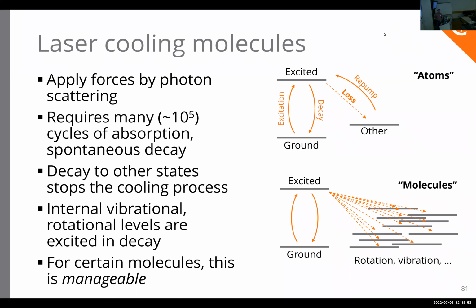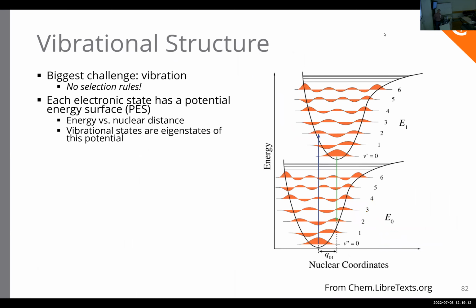So if you just pick some random molecule, there's no known realistic way to laser cool it, and that's still true. But for certain molecules, if you're very careful about how you choose them, this can be manageable. Meaning this leakage is to a small enough number of states that you can just plug them one at a time, realistically. So how do you find a molecule like that?